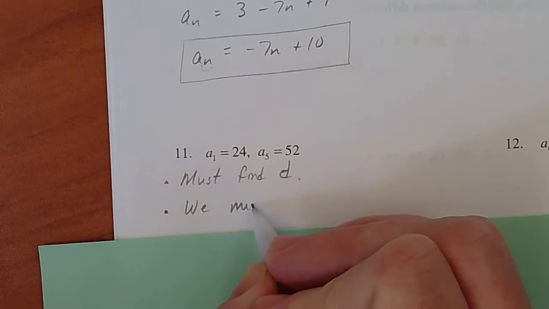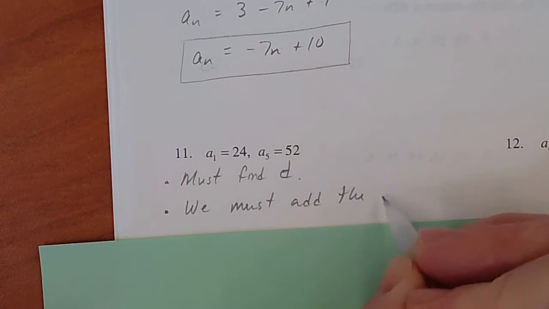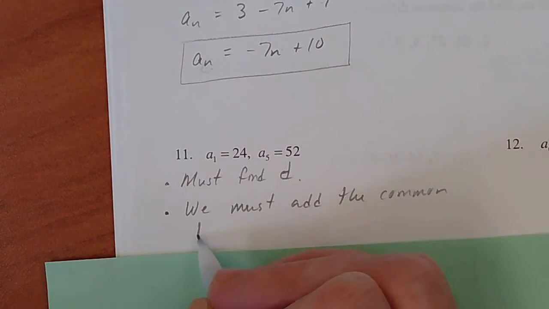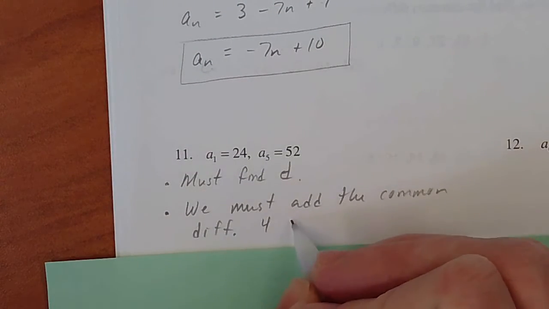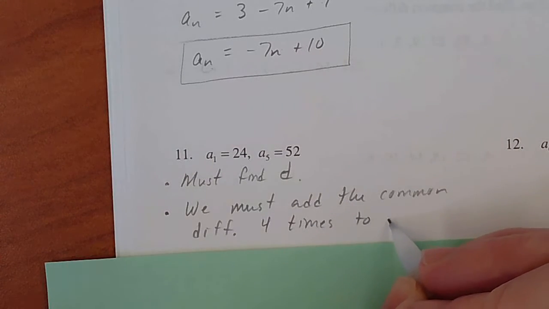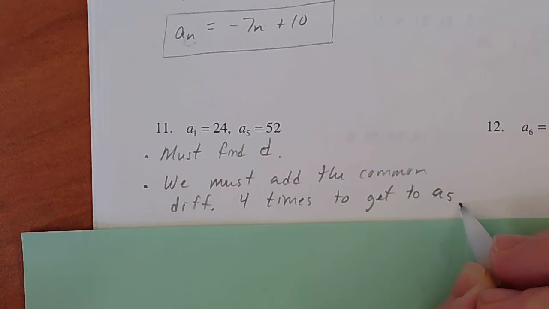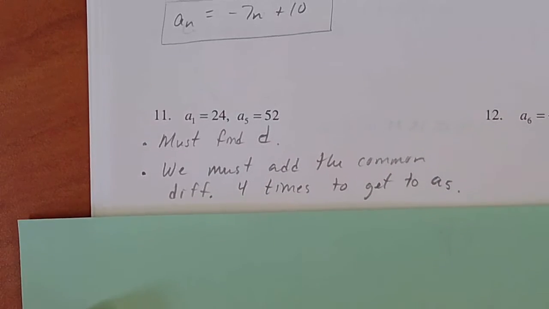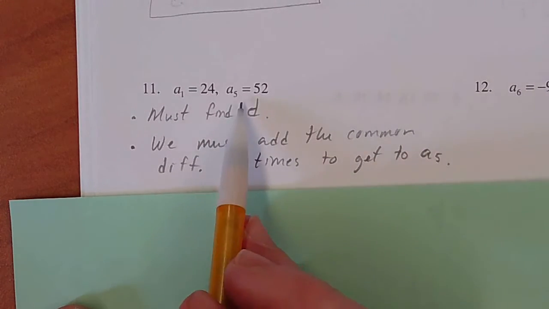We must add the common difference four times to get to a sub 5. Okay, write that down, then I'll explain in a little more detail. We must add the common difference 4 times to get to a sub 5 from a sub 1.